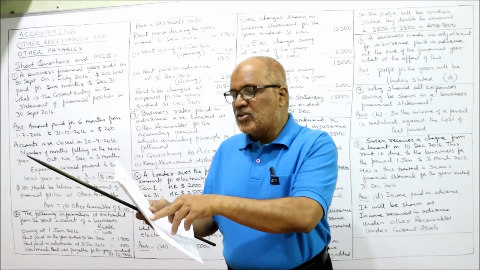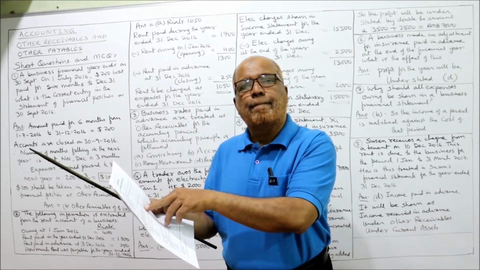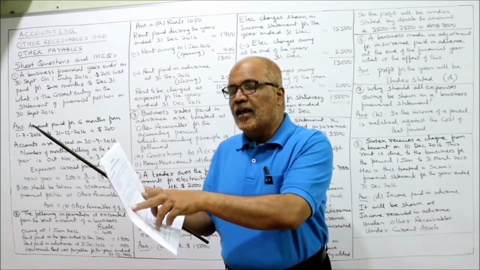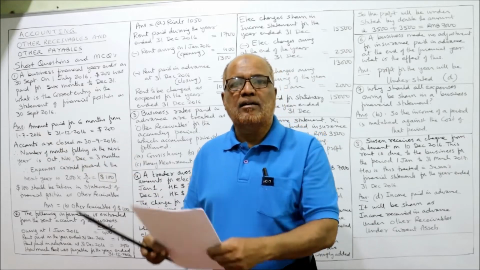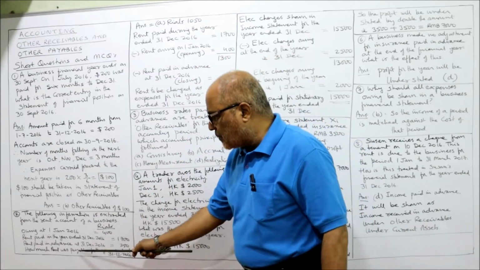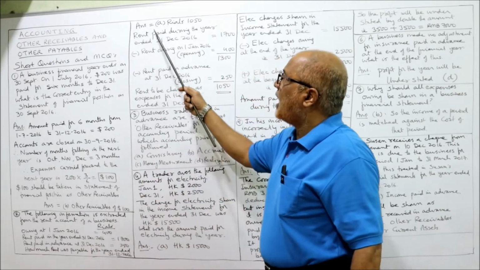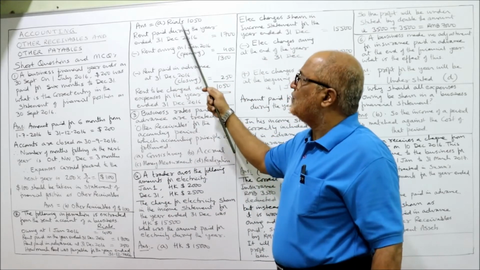So how much rent was payable for the year ended 31st December 2016? Answer is A, real 1050. Now I am explaining how. This is the problem I have just read. How do we get this 1050?